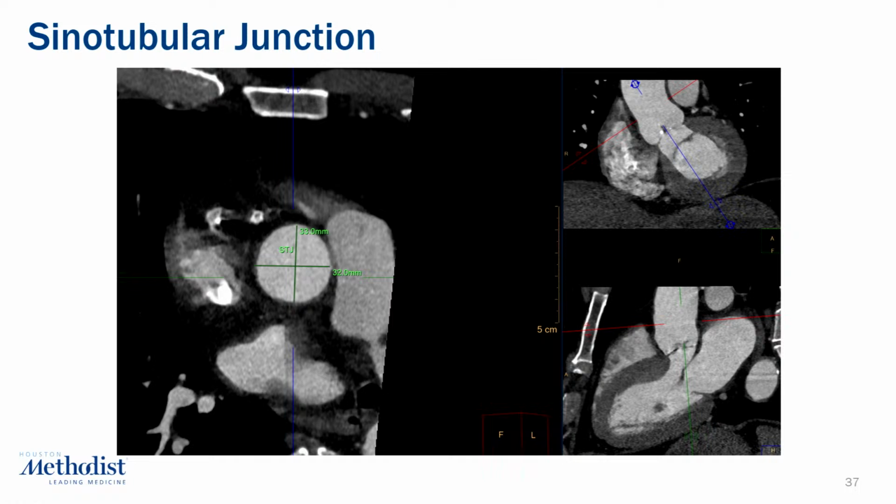So all the measurements, I want to make sure that I stress this, that all the measurements of the aortic root, aorta, access vessels are done double oblique. You can either do this with the help of software, where the software will do double oblique for you, or you do it manually and just do a double oblique yourself. But always make sure you do double oblique measurements.